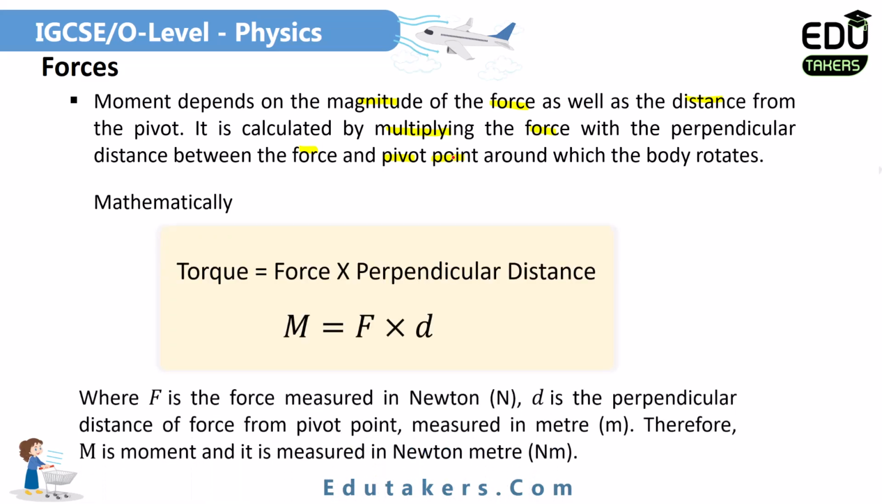The torque or the moment of force is represented by M. The applied force has magnitude F and the perpendicular distance is d. So the torque is basically the product of the force and the perpendicular distance. Mathematically, M equals F cross d, where F is the force and the unit of the force is Newton. d is the perpendicular distance from the pivot point, but as it's a distance, can you tell me the unit of the distance? The SI unit of the distance is meter.